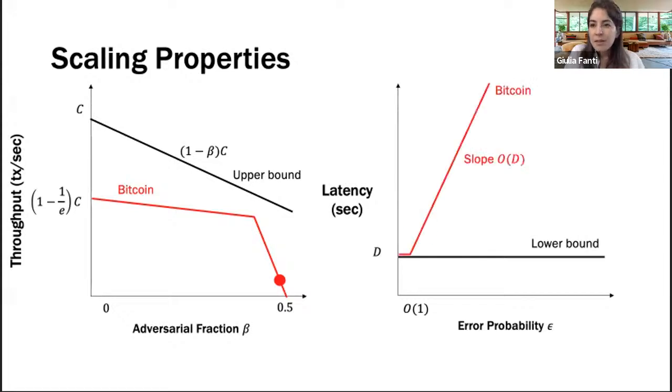At the same time, the latency is also terrible because, as I mentioned earlier, our confirmation depth, K, has to increase exponentially in epsilon. So this means that our latency here is growing with a slope that looks like O of D, where D was our speed of light propagation delay. So we're very far away from the lower bound on latency and the upper bound on throughput.